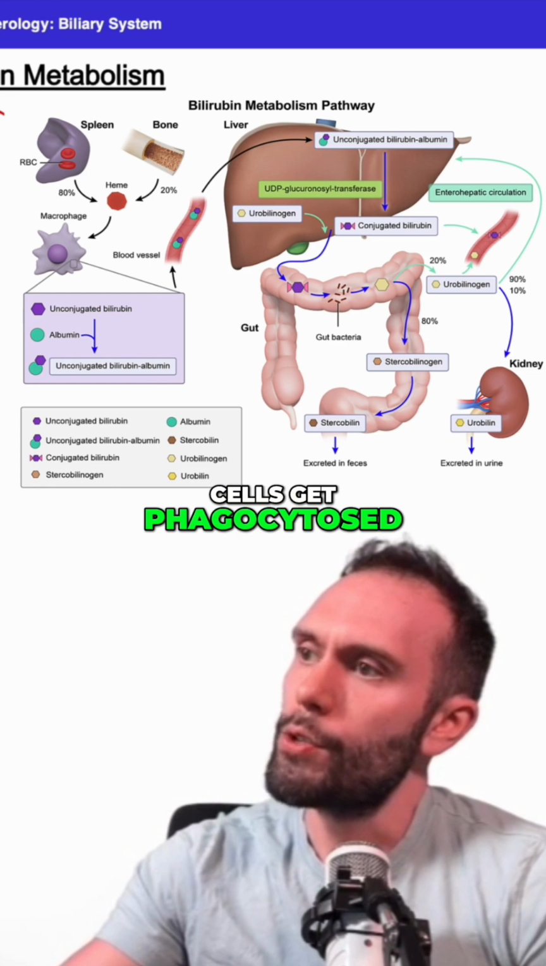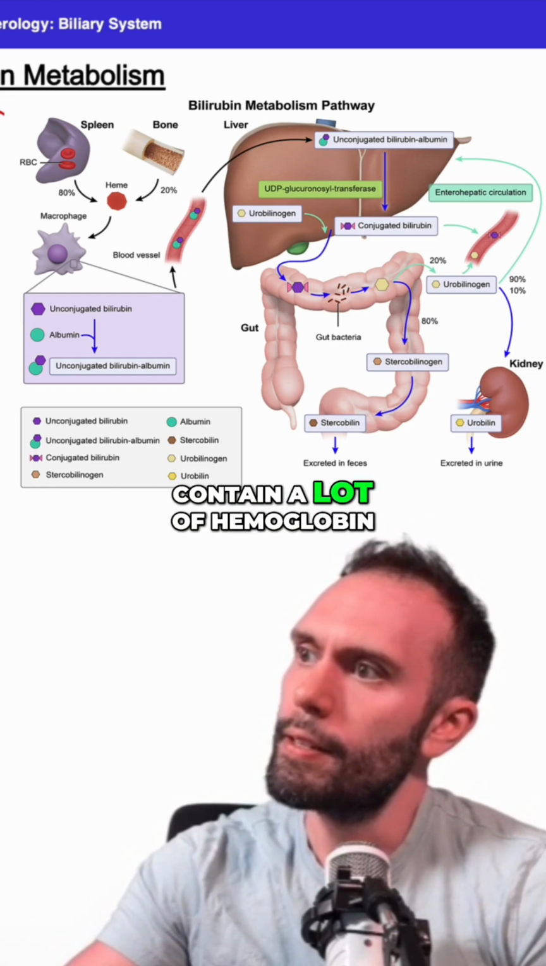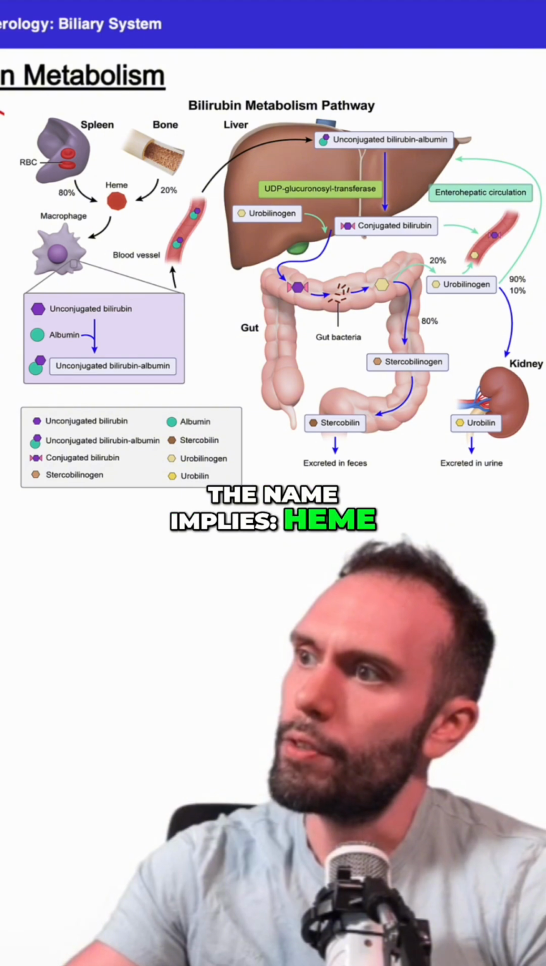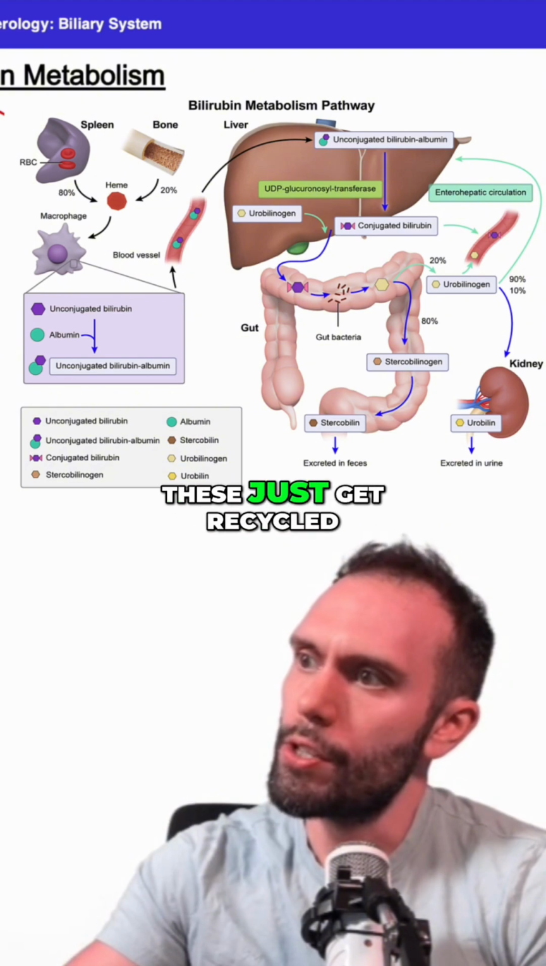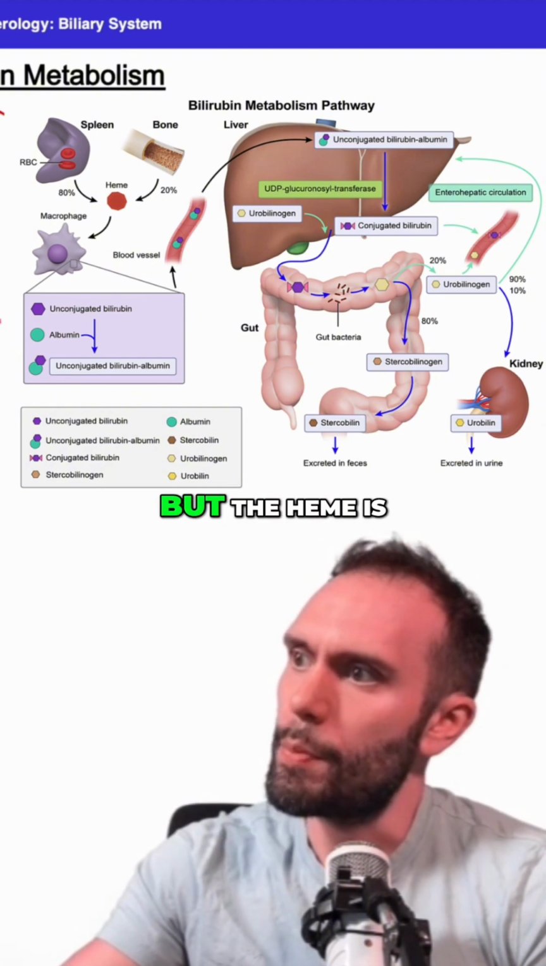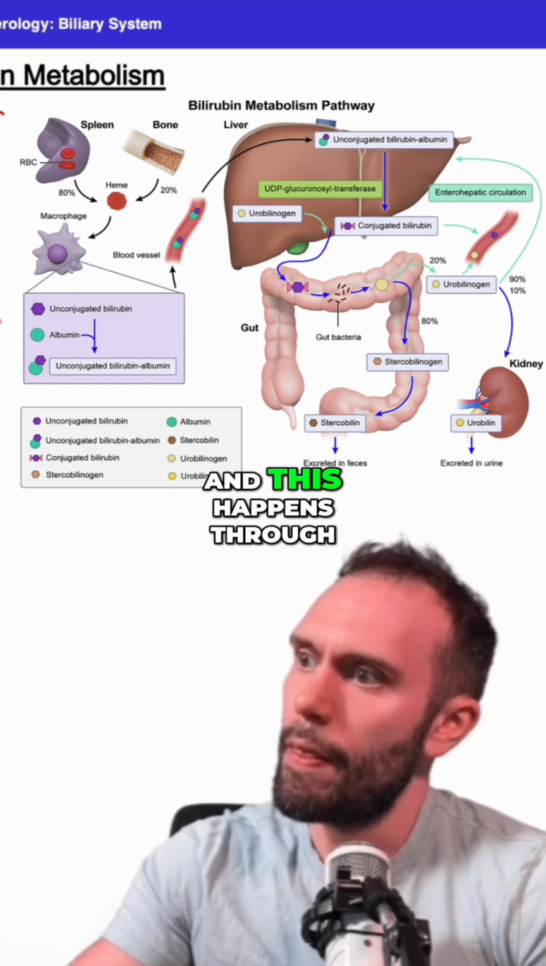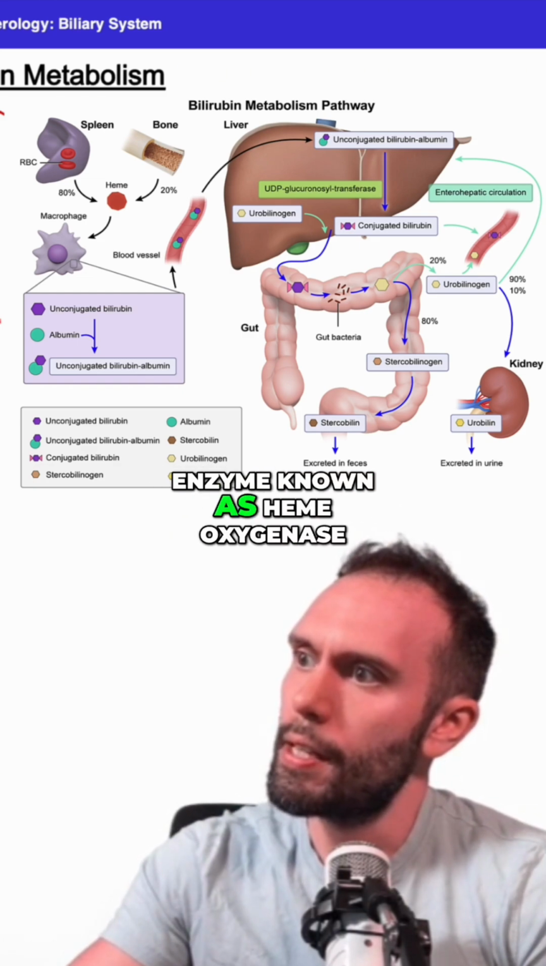Now, when these red blood cells get phagocytosed, remember, these red blood cells contain a lot of hemoglobin. Okay, so what's hemoglobin made up of? Well, it's really just, like the name implies, heme and globin, right? Now, these globin chains just get recycled, to be used as amino acids, but the heme is really interesting for us. This heme actually can get converted to a compound known as biliverdin, and this happens through the activity of an enzyme known as heme oxygenase.